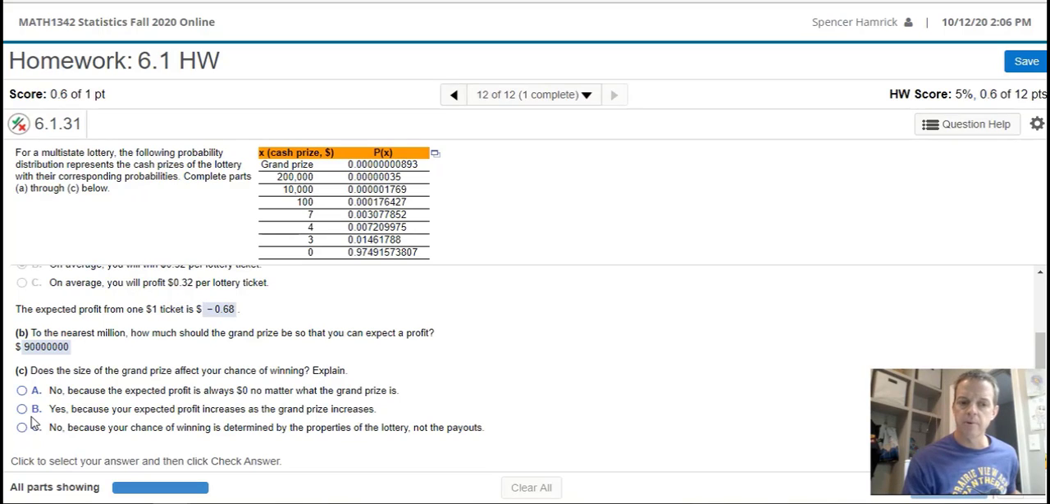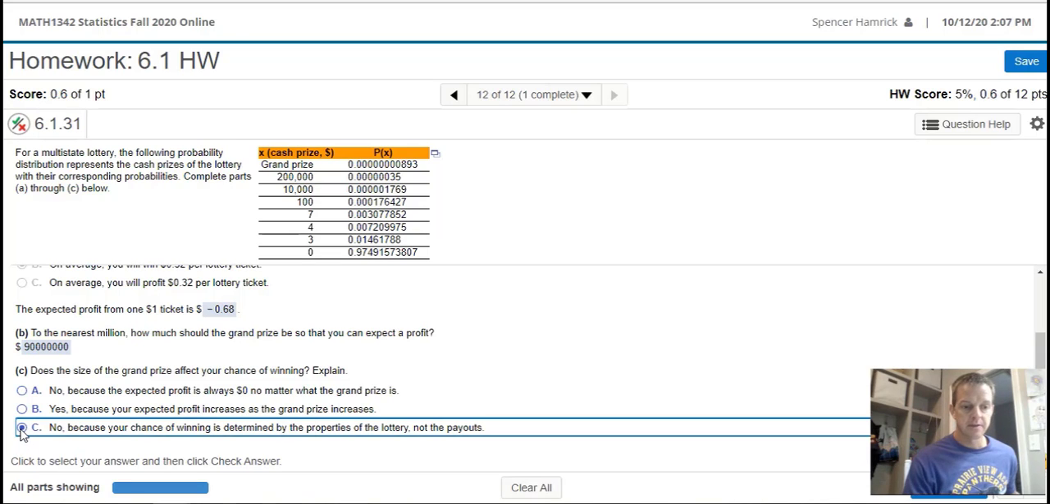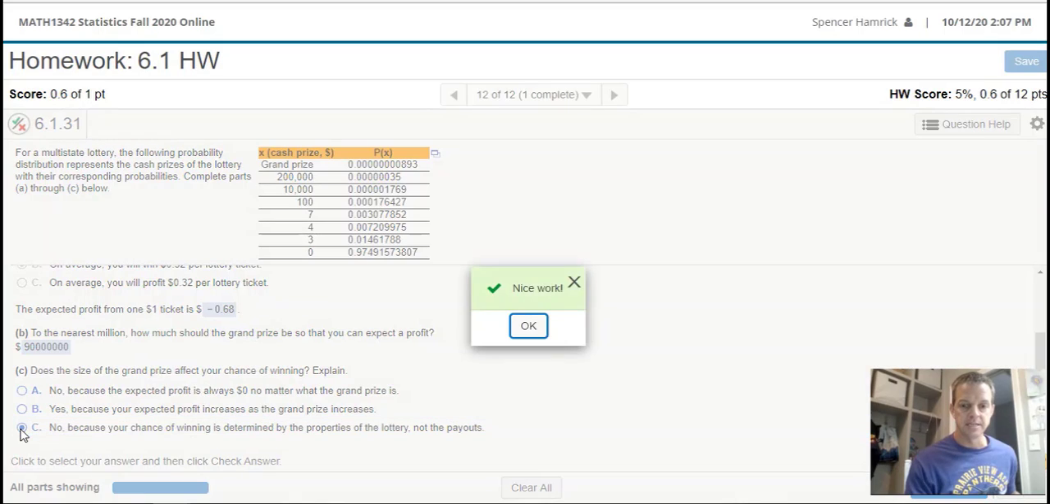Now, does the size of the grand prize affect your chance of winning? No, right? Because your chances of winning any amount of money are based on the probabilities, not on the prizes. All right, so it's determined by the properties of the lottery, not the payouts. All right, so the correct choice there is C.